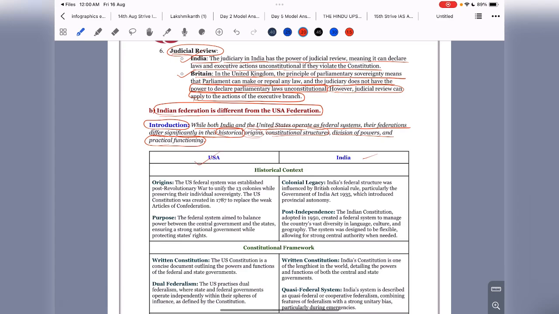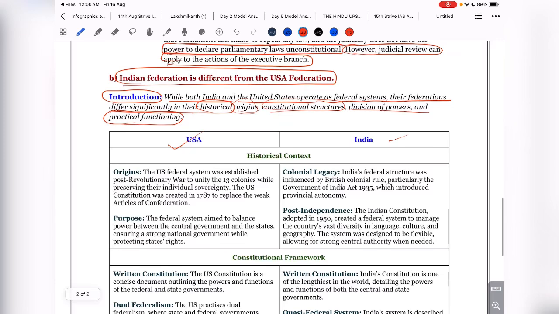So USA versus India. First is about origin. The USA federal system was established post-revolutionary war to unify 13 colonies while preserving their individual sovereignty.